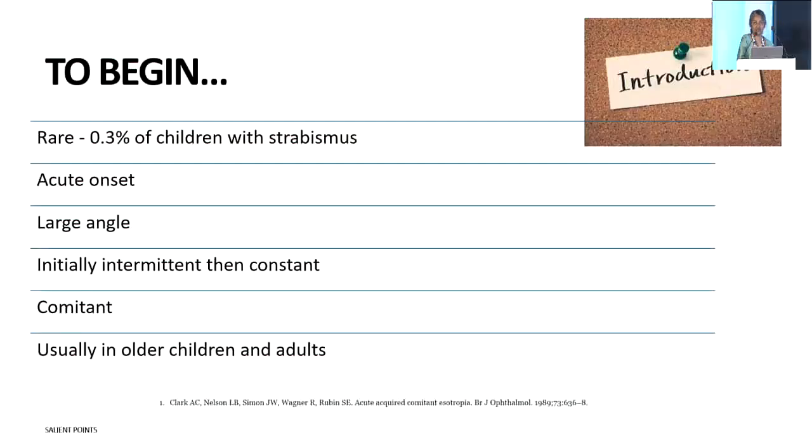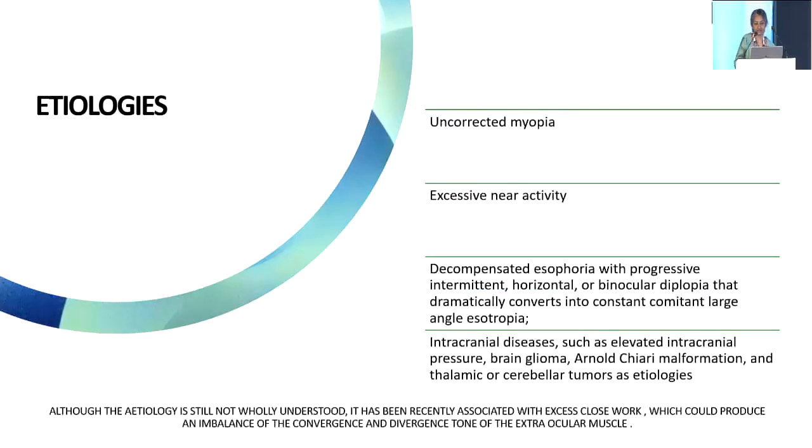To begin with, we should all understand that it's a very rare type of strabismus, present in 0.3% of children. It's characterized by acute onset and a large angle. Initially, it may be intermittent and then becomes constant. And usually, it is present in older children and adults.